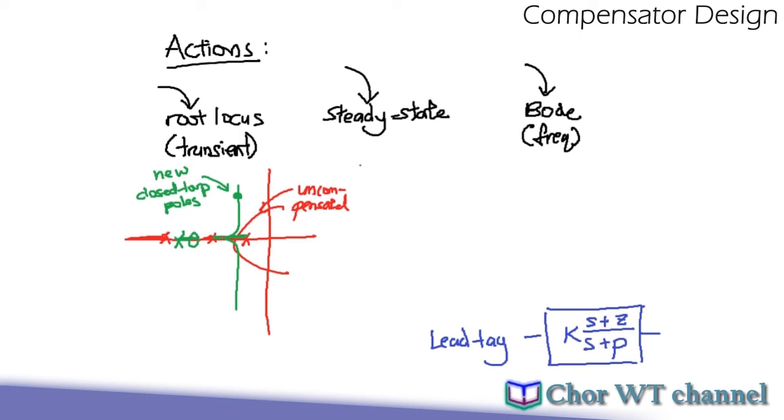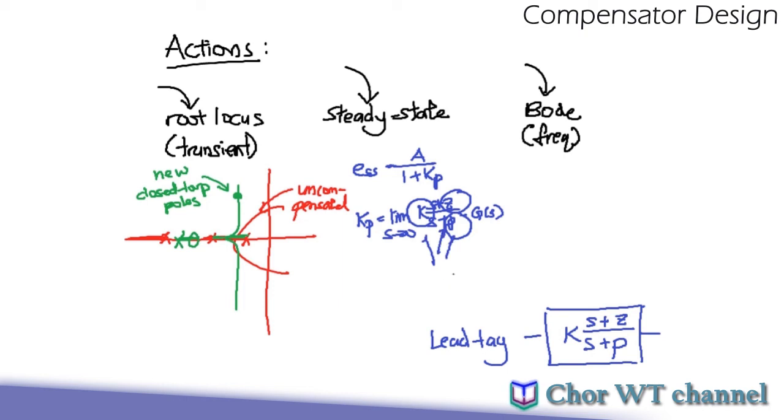For steady state, we'll be using Ess equals A over 1 plus Kp as we used earlier. And this round, your Kp will become the limit as s goes to 0 of K(s+Z)/(s+P) times G(s). The effect will be brought by the combination of K, Z, and P, and that will result in an improvement in the steady state response.